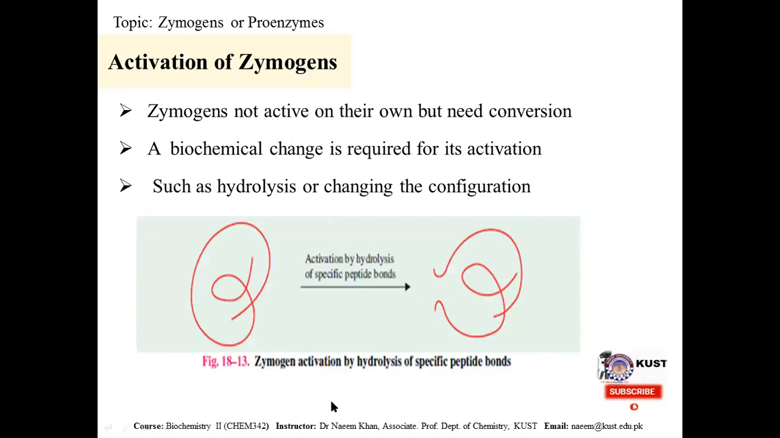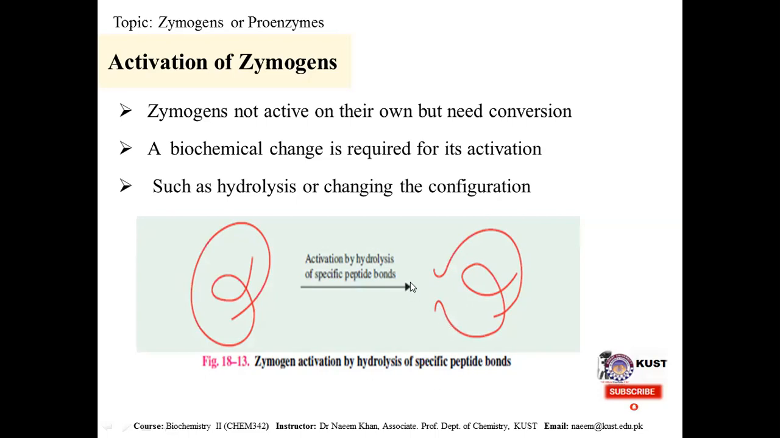Look at this example. This is an enzyme in inactive form, a protein chain shown coiled and recoiled upon itself. The activation is by hydrolysis of a specific peptide bond, because hydrolysis will result in the breaking of some of the bonds. Look at this bond here, these bonds are broken by hydrolysis, and this enzyme is now active.